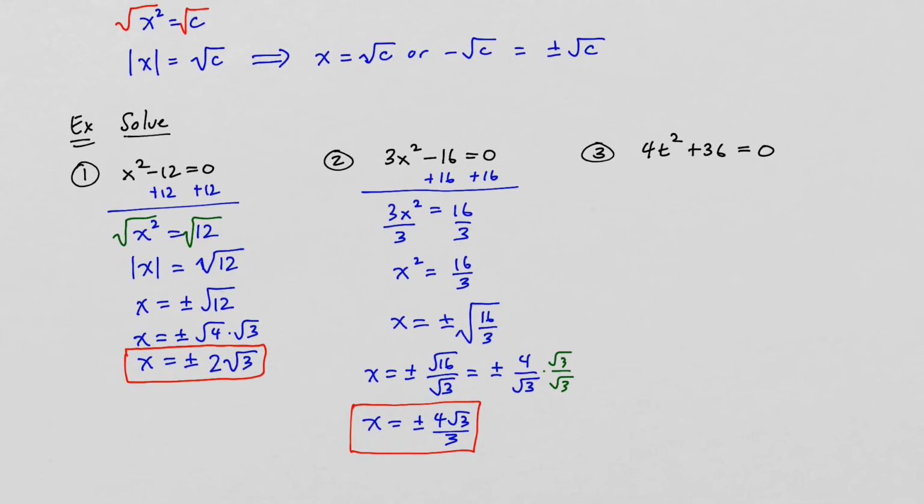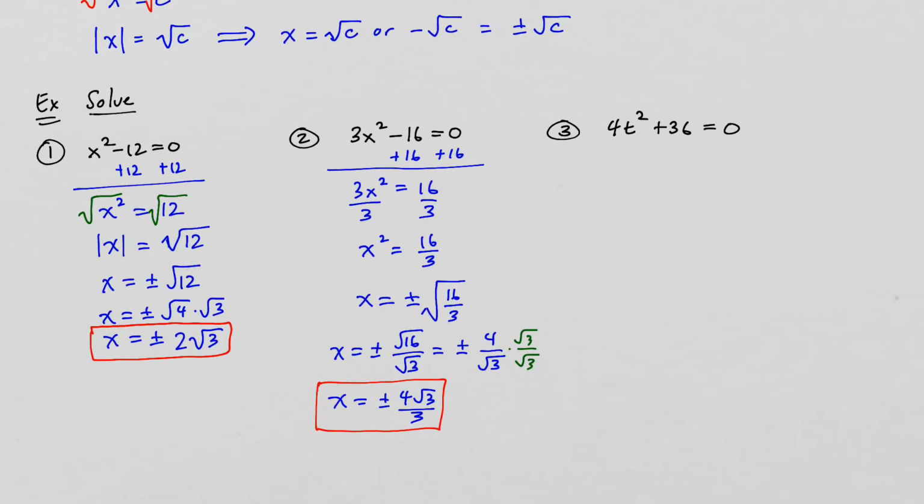All right, one more here. So in our third example, which is very much similar to our second example, we can subtract 36 from both sides. This gives us 4t squared is equal to negative 36. Next, we can divide both sides by 4. And that gives us t squared is equal to negative 9.